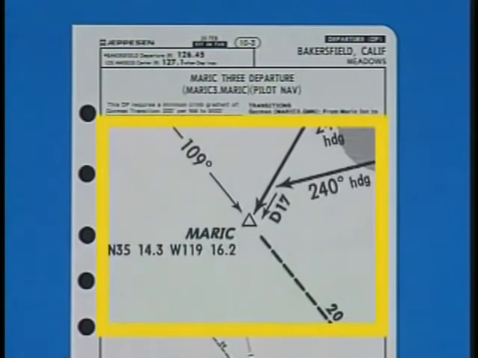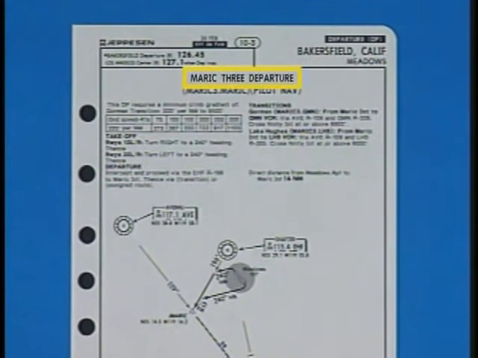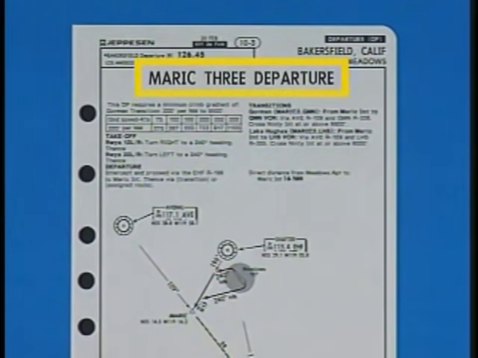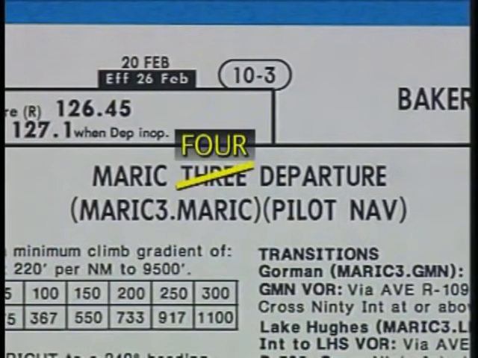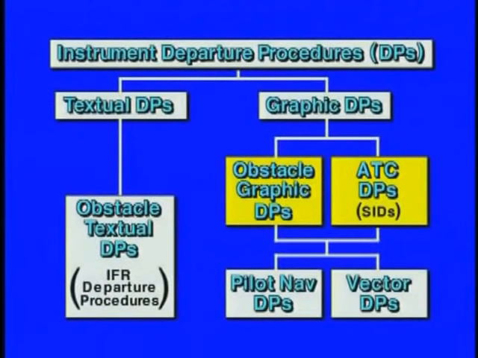A departure procedure is often named after the last fix for the common portion of the procedure, prior to the departure transitions. In this case, Merrick intersection. This particular procedure is called the Merrick 3 departure. When a significant change in the procedure occurs, the name changes to the next higher number. At the next major revision, this DP will be renamed the Merrick 4 departure. Obstacle graphic or ATC DPs are one of two types, either pilot nav or vector.